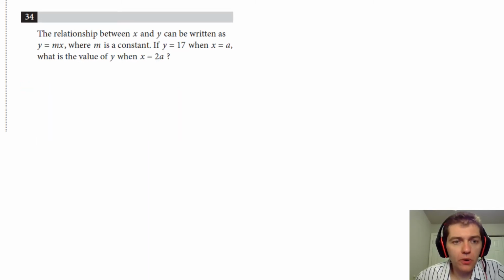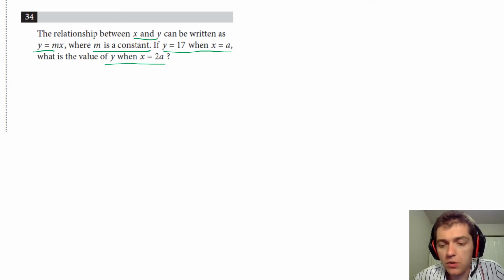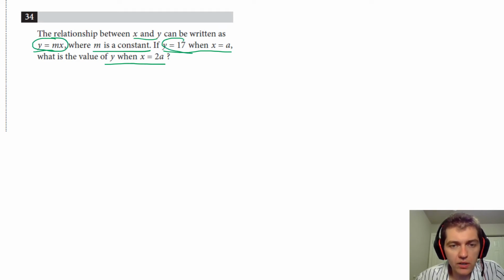Problem 34. The relationship between x and y can be written as y is equal to mx. We're giving you a line where m is a constant slope. If y is equal to 17 when x is equal to a, what is the value of y when x is equal to 2a? So you can tell from the form of this, they're basically giving you a system of equations. They're telling you it's in the form of a line. They're giving you 1 point and then saying on another point solve for y.